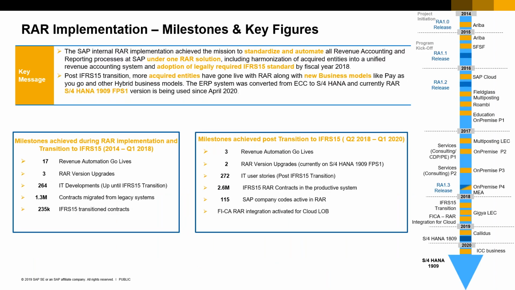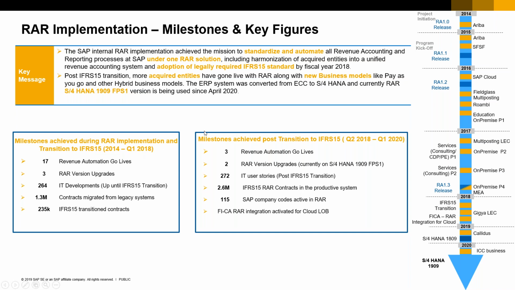So this slide basically talks about the phase when we were implementing RAR, so between 2014 to 2018, and again, different milestones since then, right? So like I said, during this time between 2014 to 2018, we were implementing RAR, and some of the key milestones we reached were we had 17 revenue automation go lives, 3 version upgrades. We did 264 IT developments, so Z reports, Y reports, or custom functionalities. We migrated about 1.3 million contracts, and of those 1.3, we transitioned 235,000 of those IFRS contracts into IFRS 15.